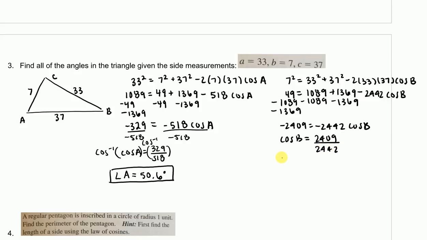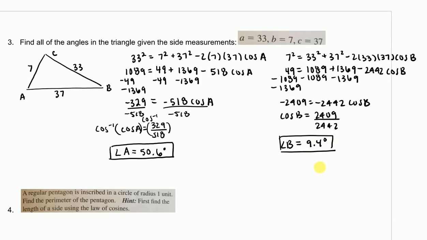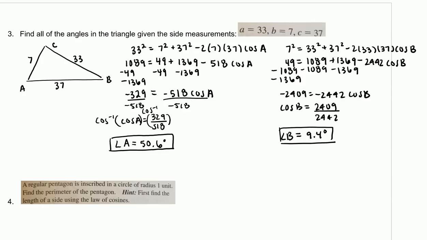And then again, doing the arc cosine to both sides, we now get angle B is equal to about 9.4 degrees. So we've got two of our angles. And so now you could use law of cosine to find that third angle, but remember that the angles in a triangle have to add up to 180 degrees. So if we do 180 degrees minus the 50.6 minus the 9.4, that will give us the measure of angle C. So angle C here would be, when we subtract those, right about 120 degrees. So we have found all three of the missing angles.